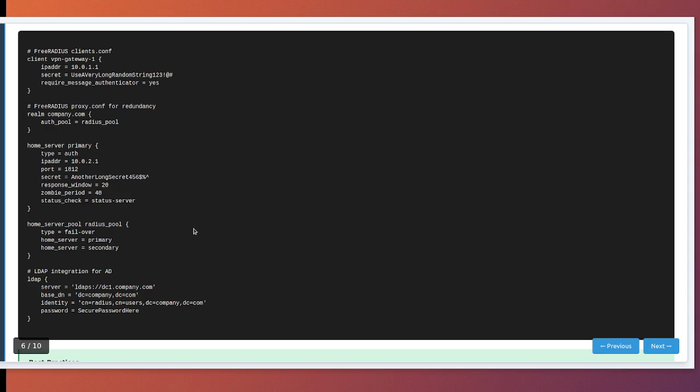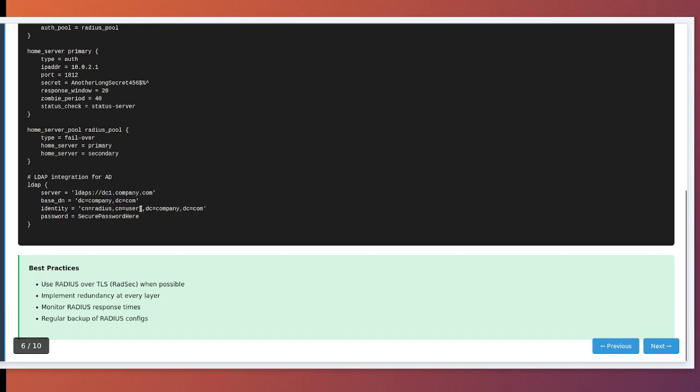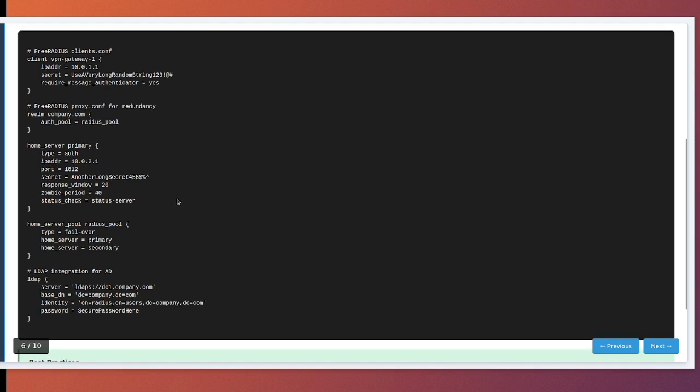Second, FreeRADIUS for Linux environments or when you need maximum flexibility. It is incredibly powerful but requires more configuration. Third, cloud-based RADIUS services for organizations moving to zero-trust architectures. The configuration example shows a FreeRADIUS setup integrated with Active Directory.